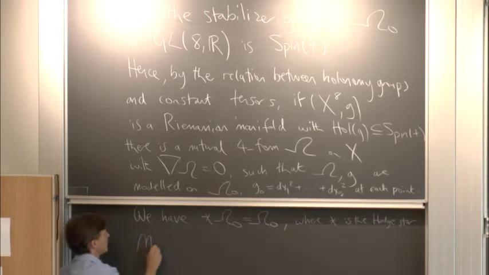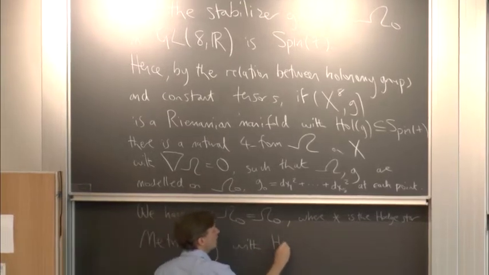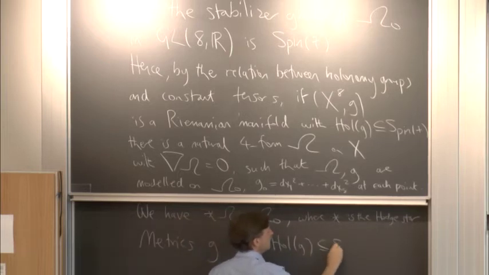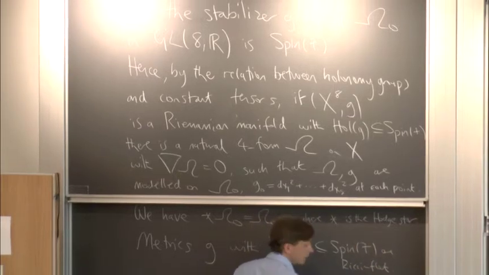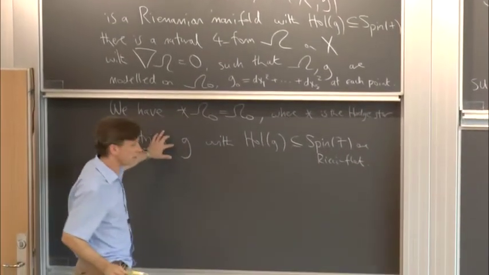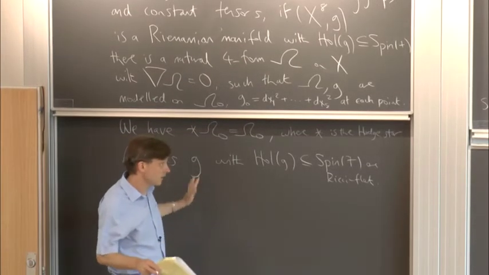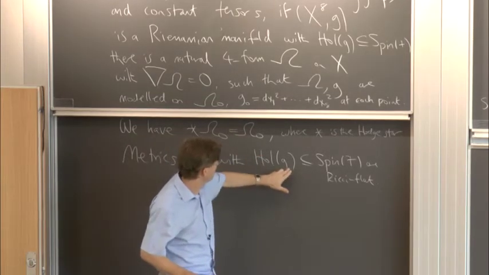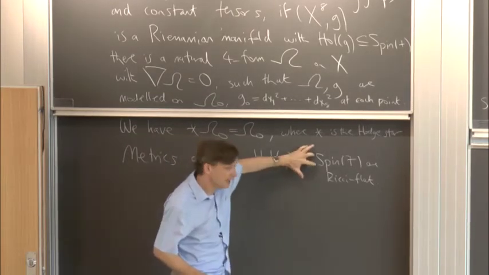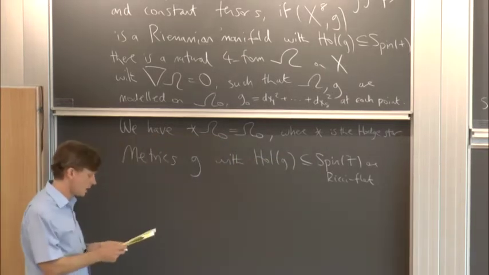Another important fact is that metrics g with the holonomy group of g contained in Spin(7) are Ricci flat. That just comes from the fact that the holonomy group constrains the curvature tensor, and if you look at the vector space of all possible curvature tensors satisfying first Bianchi and the first two indices lying in the Lie algebra spin(7), all those curvature tensors have no Ricci component.